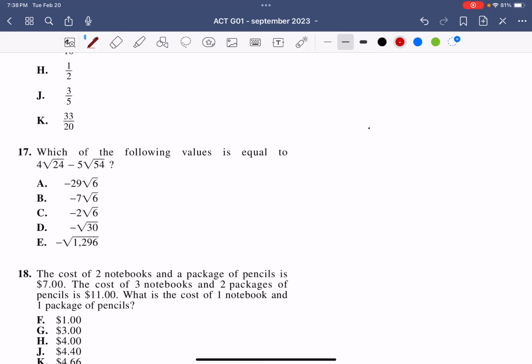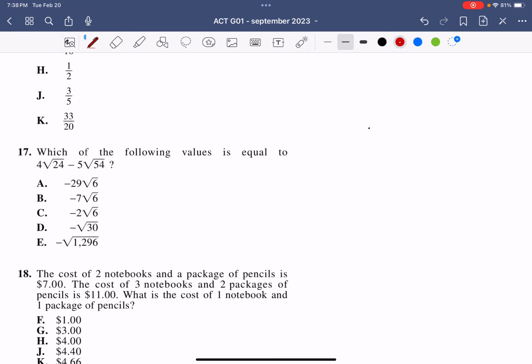Question 17, which of the following values is equal to 4 times the square root of 24 minus 5 times the square root of 54? So as it stands, we cannot do anything with this. In order to subtract these, we must have the same number under the radical.